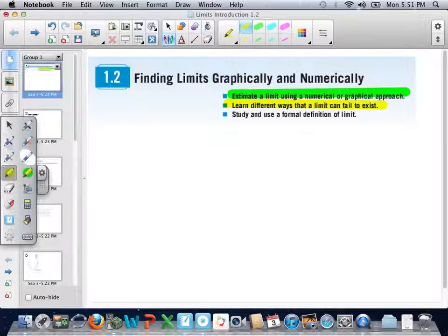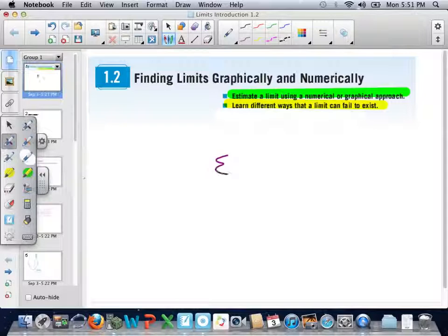Another topic that's in this section that is important to know about, but we're not going to do, is to study and use a formal definition of limit. And you're going to see something called the epsilon delta definition. So when you see those in the questions, you may ignore those.